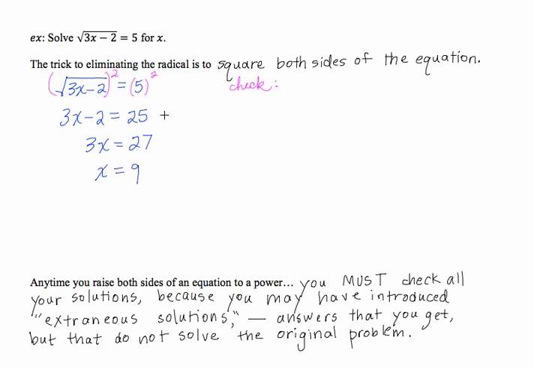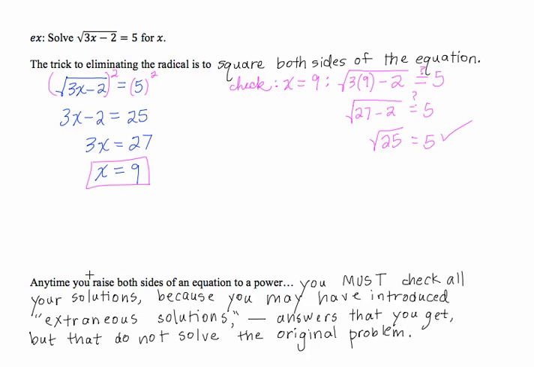So in this example, if we check x equals 9, let's plug that in up here and see if it works. Does the square root of 3 times 9 minus 2 equal 5? Let's see, the square root of 3 times 9 is 27 minus 2. That's the square root of 25. And yes, the square root of 25 does in fact equal 5, so that is an answer. And in this case, it was the only answer to that equation.